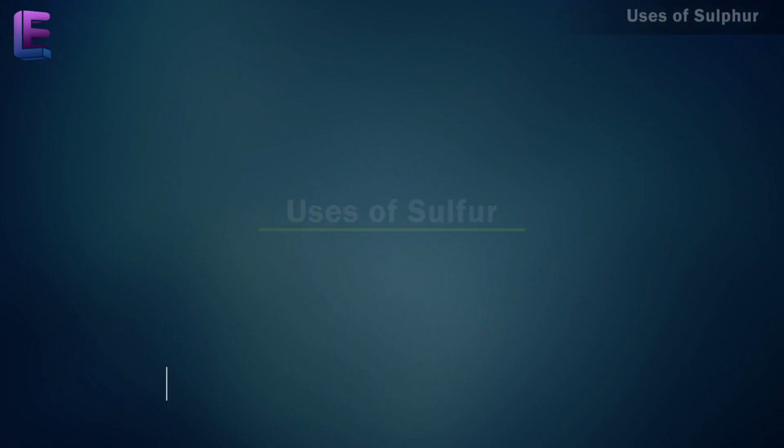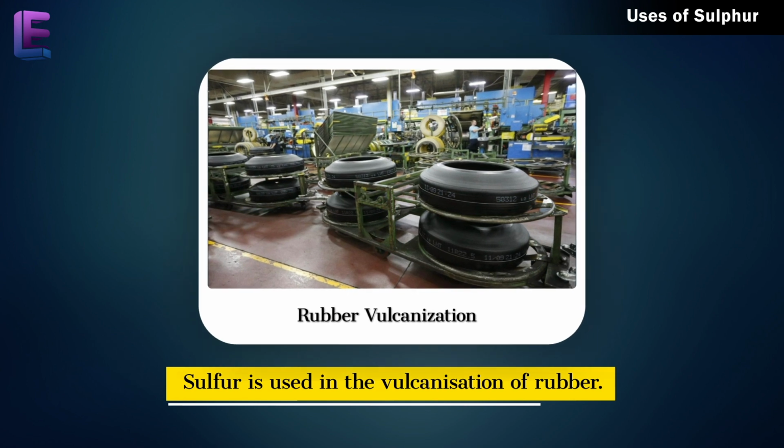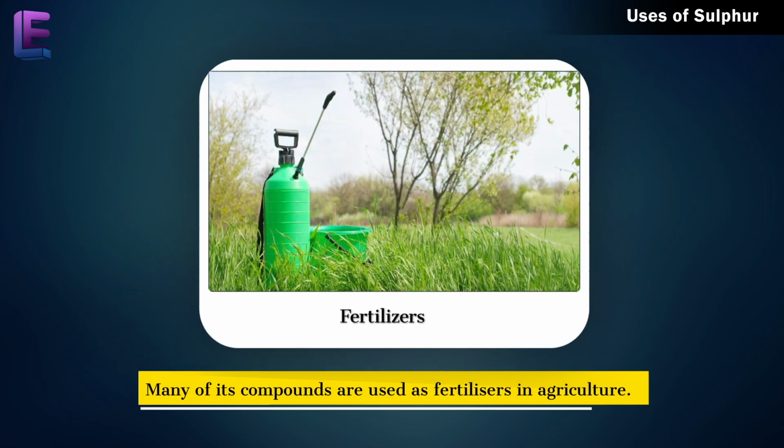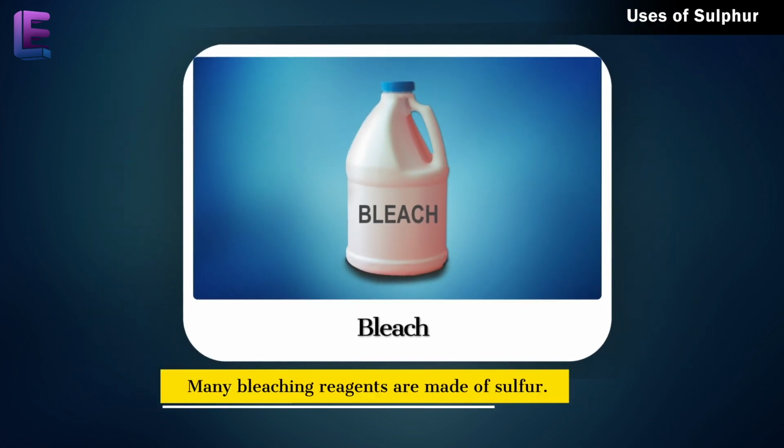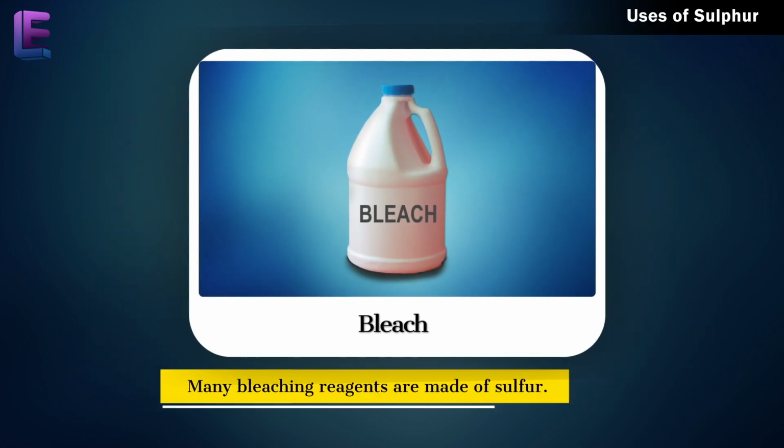Uses of sulfur. Sulfur is used in the vulcanization of rubber. Many of its compounds are used as fertilizers in agriculture. Many bleaching reagents are made of sulfur.